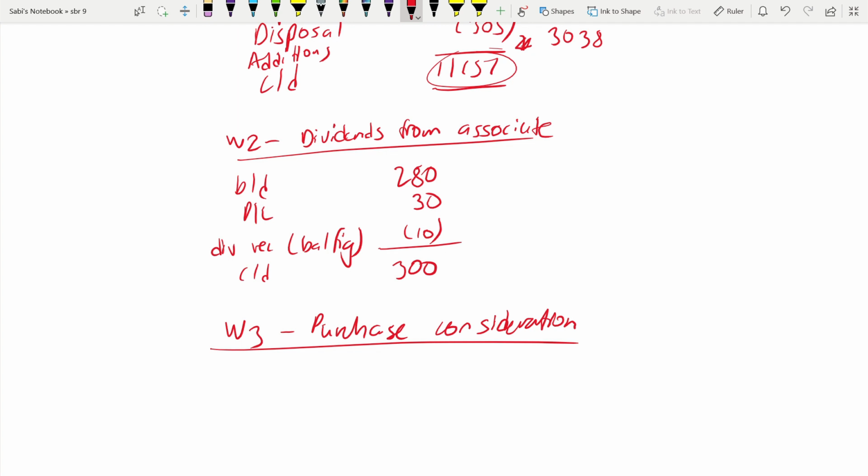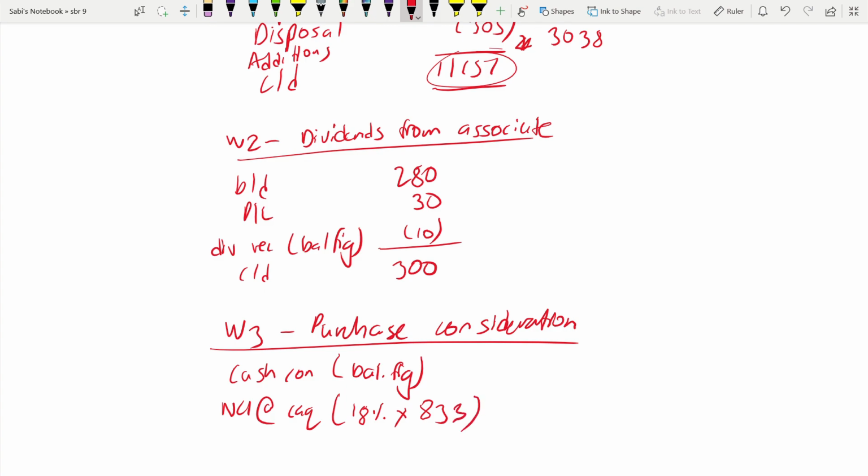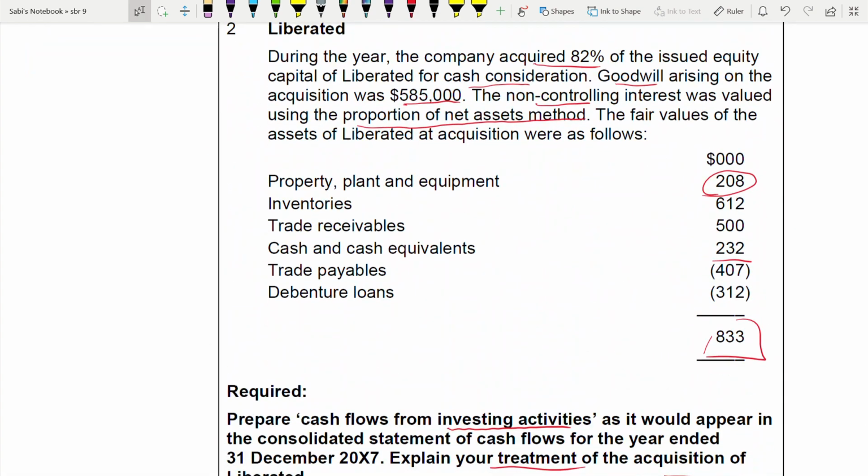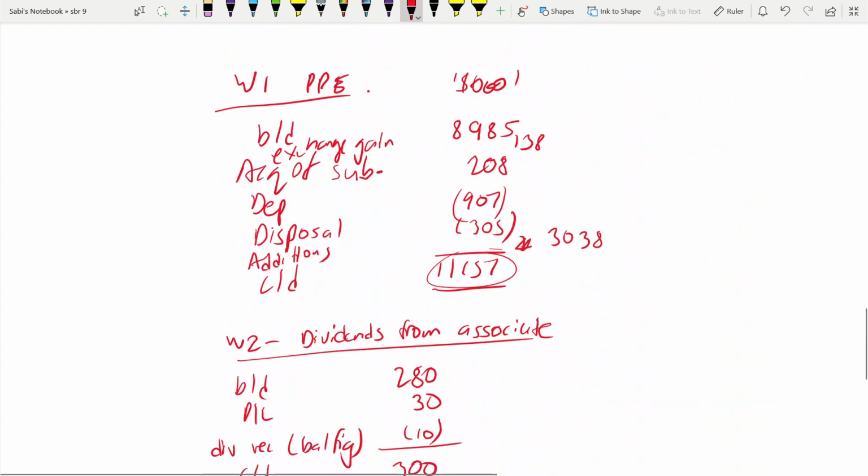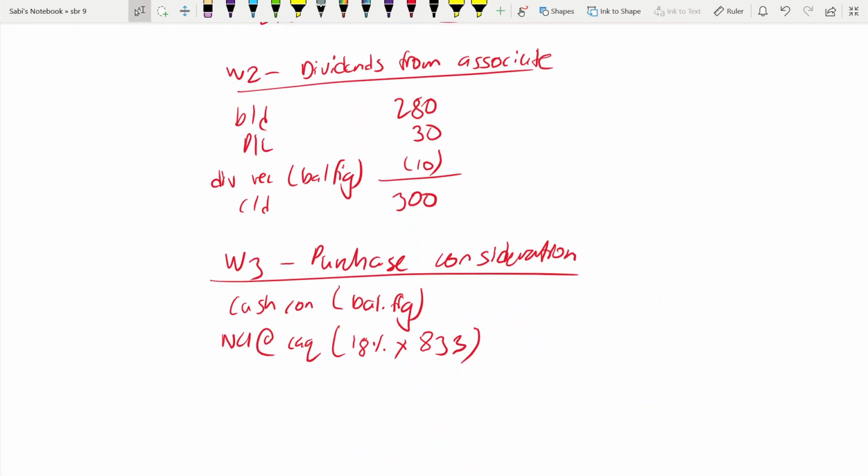Okay, so here when you start, cash consideration is your balancing figure because you are not given that. Then NCI at acquisition. This time you are not given the fair value, you have to find out the proportionate share. Proportionate share means you have purchased 82% of shares. So NCI is 18%. Multiply by your net asset. Net asset is 833. This 833 on this 18%. Because you have purchased 82% share. So the balance is NCI, which is 150.